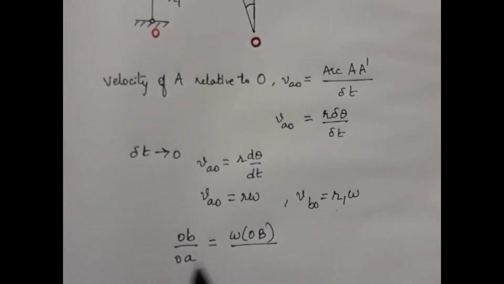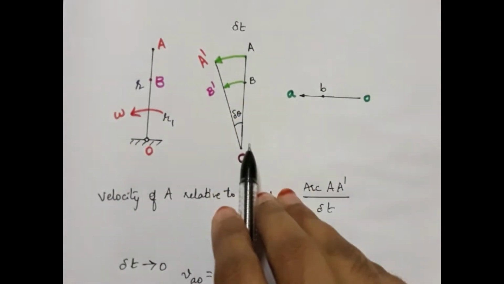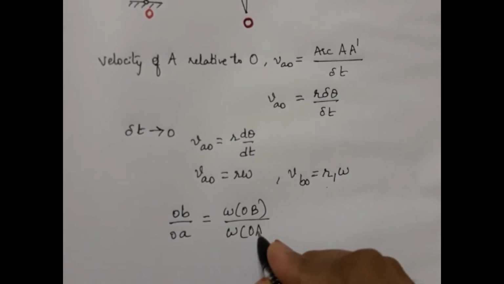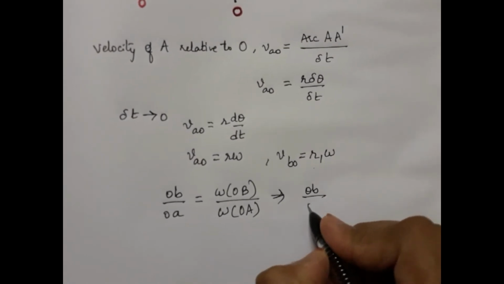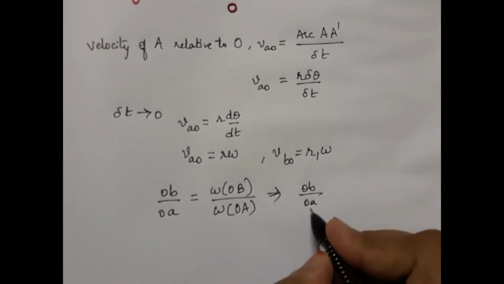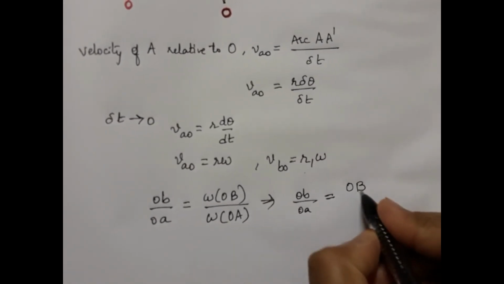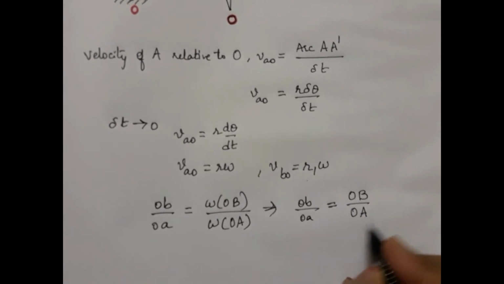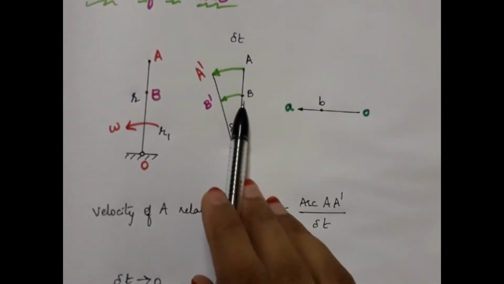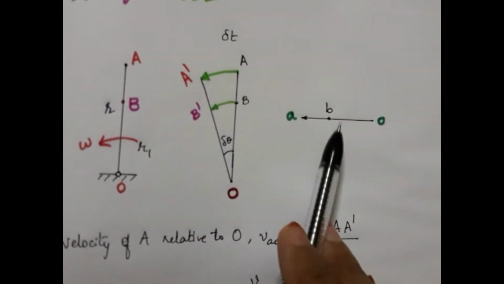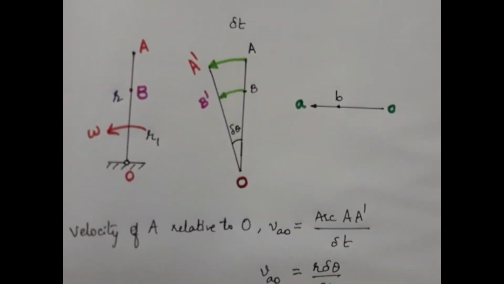And OA is omega into R. R is nothing but the length of this OA. So OB on the velocity polygon divided by OA, which is again taken from the velocity polygon, will be equal to OB by OA on the configuration diagram. That means point B divides the velocity vector in the same ratio as that of the link.